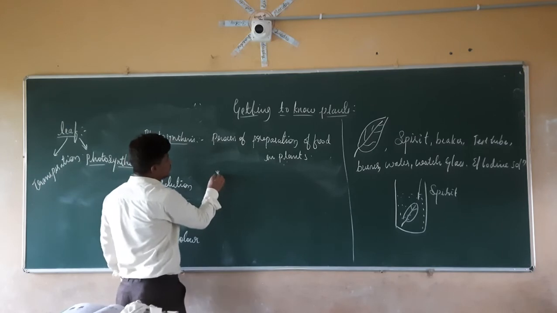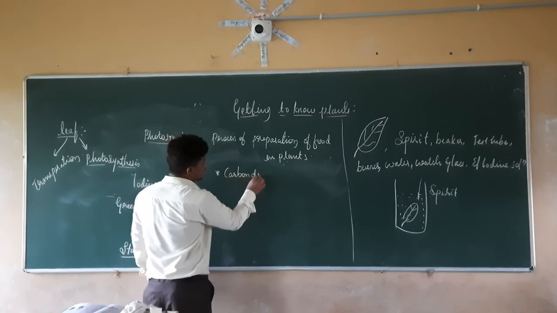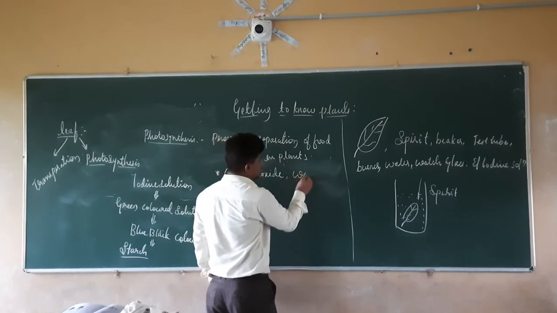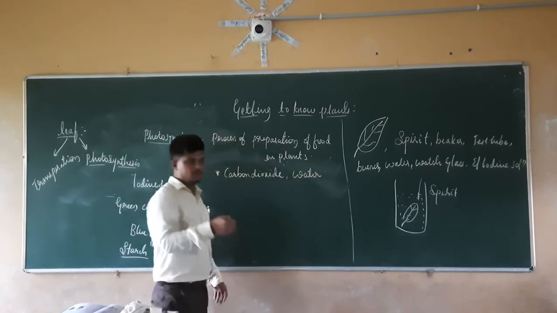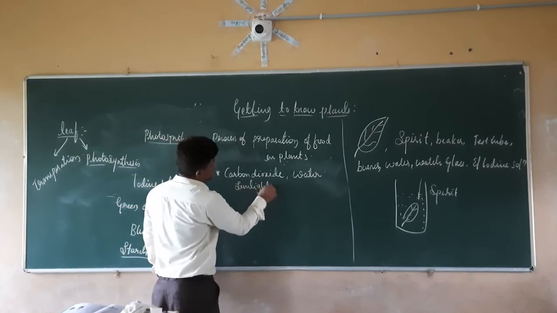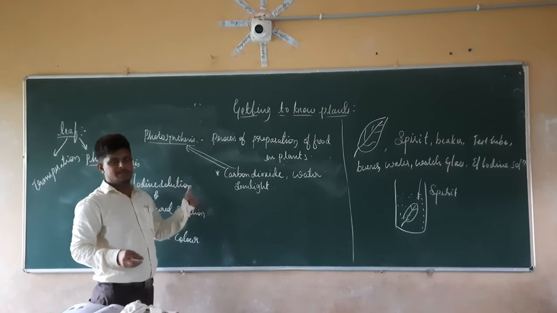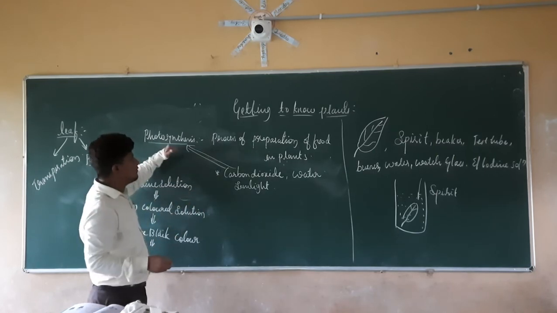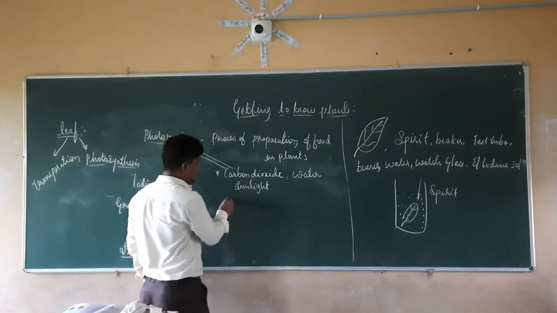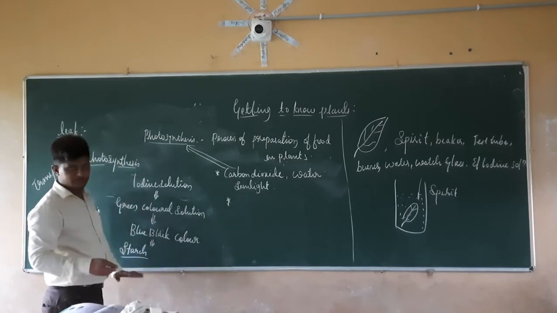So for the photosynthesis, they are going to use the carbon dioxide which is coming from the leaves, as well as the water which is coming from the stem to the leaves, and they are going to utilize the sunlight for the photosynthesis. And they are going to prepare their own food. So the major site where photosynthesis occurs is the leaf, and it is also a major function of the leaf.